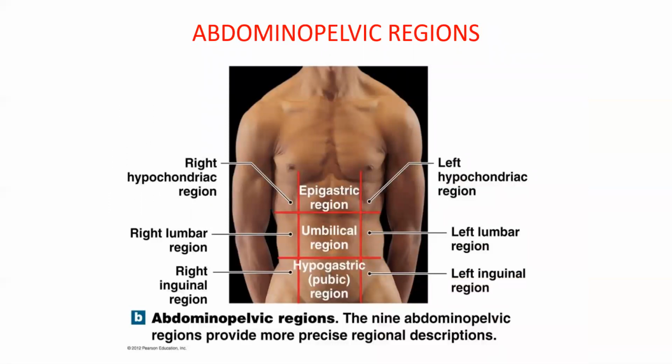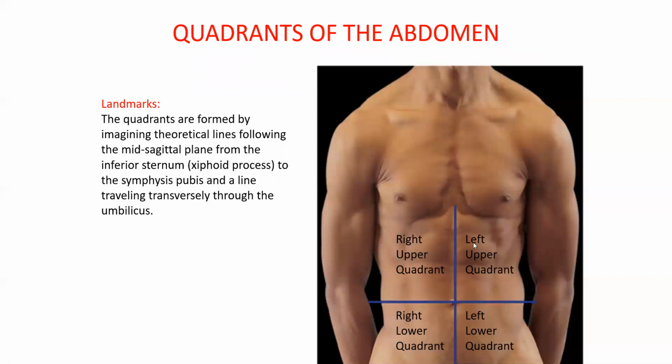Now, there are certain structures that are located in each quadrant, or that are most correlated with each quadrant. Key ones include the liver and gallbladder, and the right colonic flexure, also known as the hepatic flexure in the right upper quadrant. In the left upper quadrant is where you'll find the spleen and the splenic flexure, also known as the left colonic flexure. The right lower quadrant is the appendix, also known as the vermiform appendix, and in the left lower quadrant, the sigmoid colon.